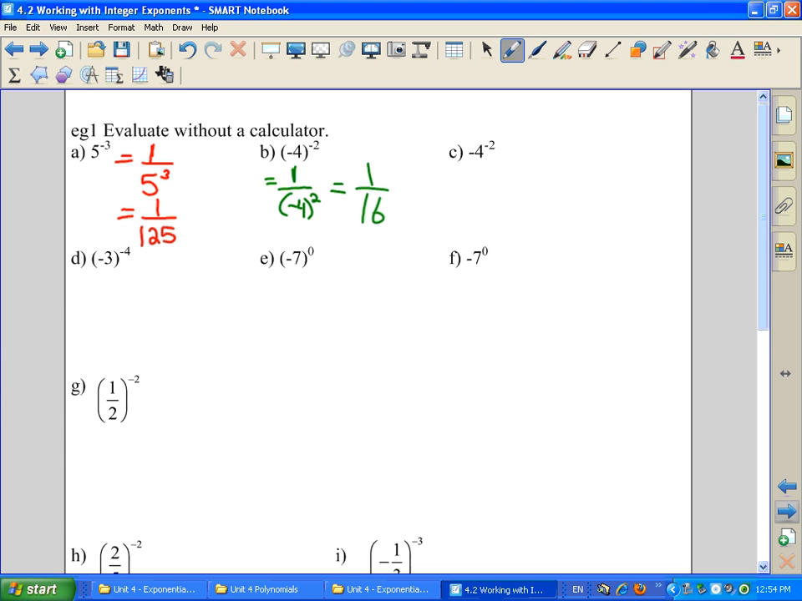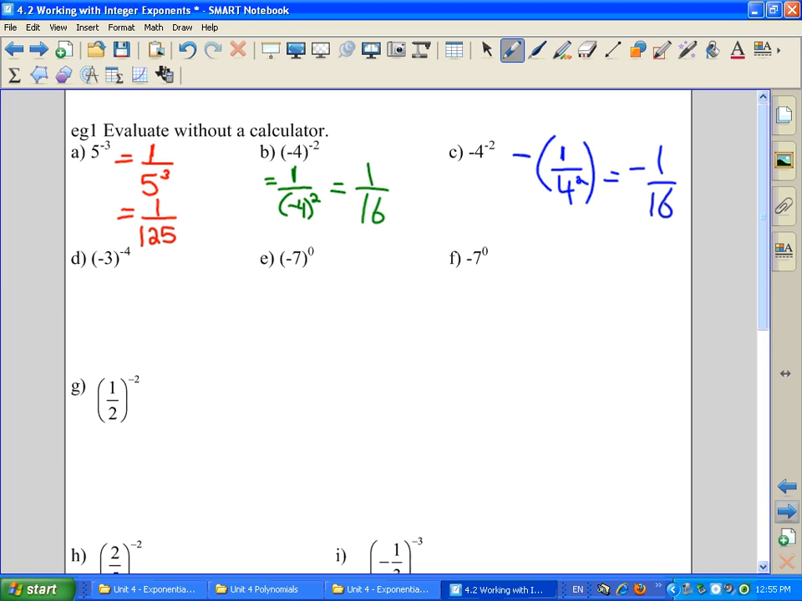Taking a look at C part, ladies and gentlemen, be careful. It's different than B because the negative is not part of the base. So leave the negative out front and then take a look at what we're going to do with the negative exponent. It's going to be 1 over 4 to the power of 2, which equals 1 over 16. But don't forget to times it by the negative out front. So the final answer is negative 1 over 16.